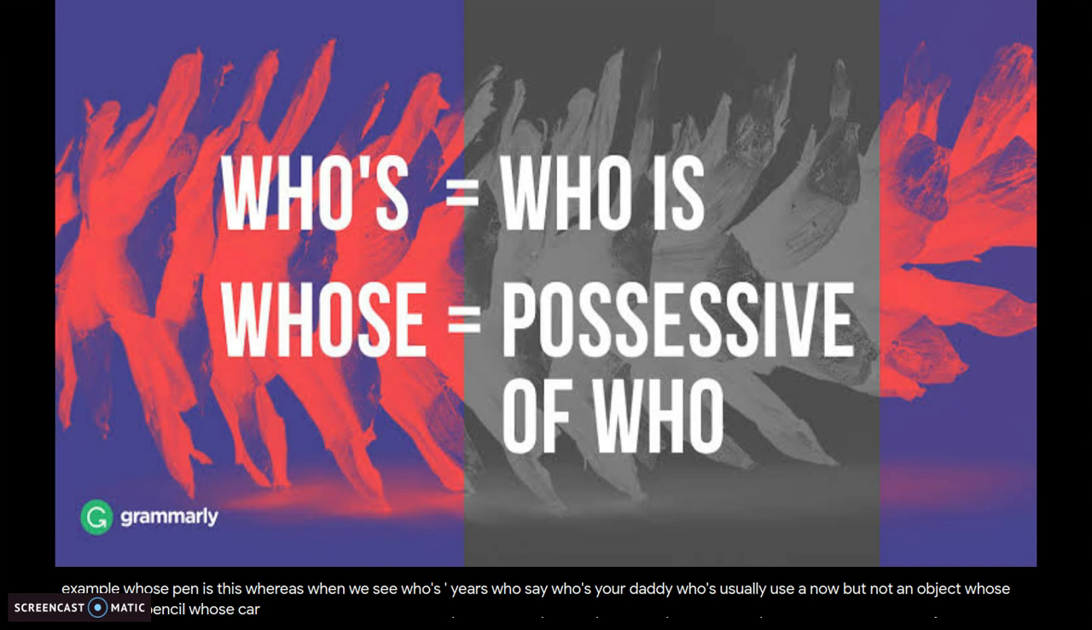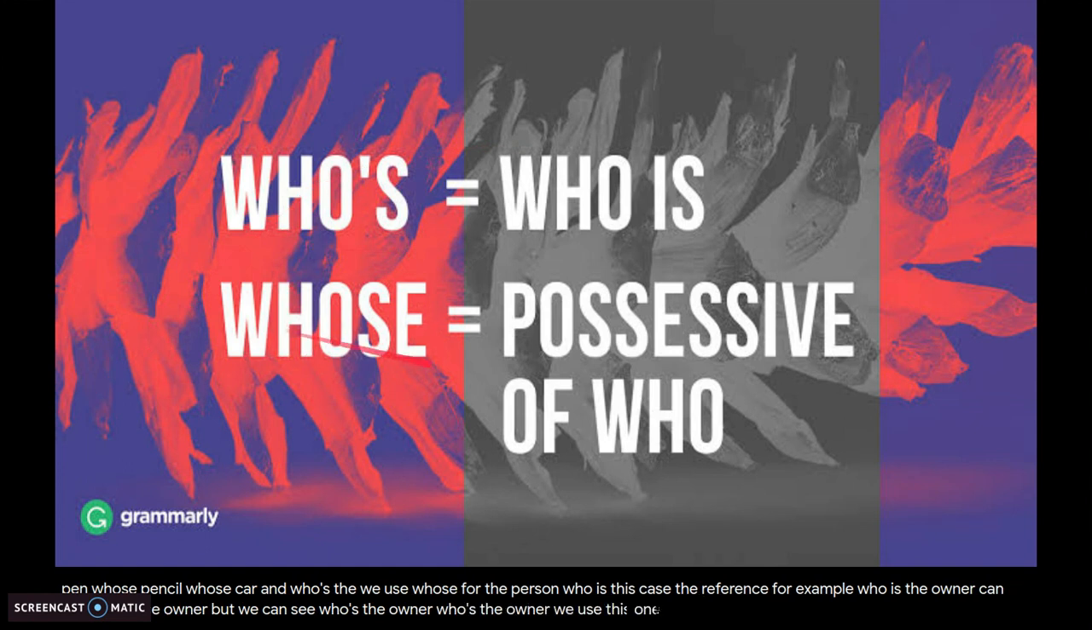Okay, and we use whose for the person who is in this case the reference. For example, who is the owner? We can use who is the owner, but we can say who's the owner. Who's the owner? We use this one. Or whose car is this? Or we can say who's the owner of the car.